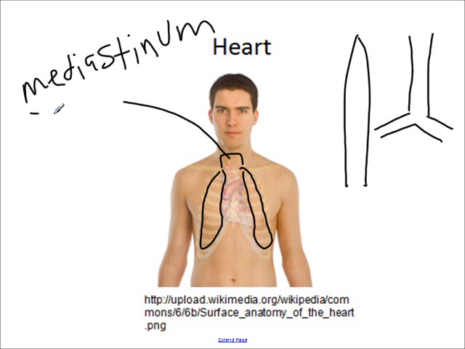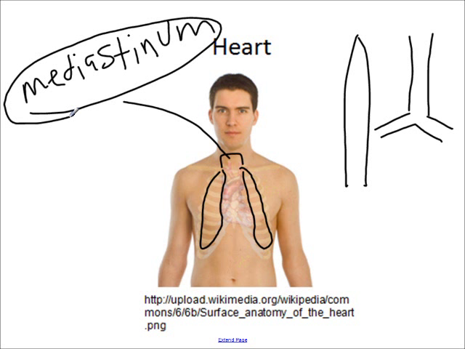So keep that in mind. This word here, mediastinum, recite this in your sleep. Say it in the mirror. Hopefully you're not getting that obsessive, but you get the picture. It's a very important term to remember, because you're going to be hearing it a lot when you're going over thoracic anatomy. All right.